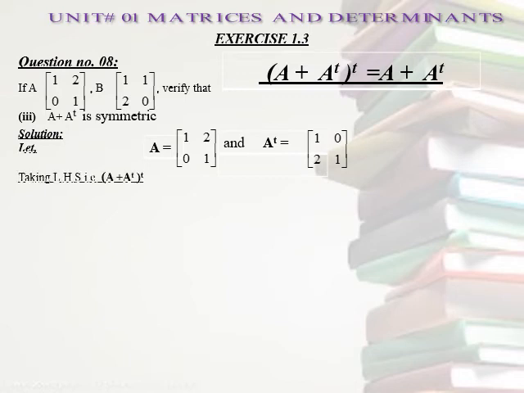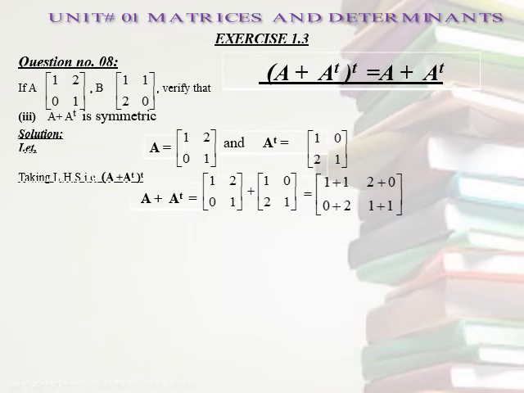Now I am taking the left hand side, that is transpose of (A plus A transpose). I'll solve brackets first. As A is written first, I'll write matrix A first, then plus sign and then the transpose of matrix A. Now I'll add the entries of the first matrix to the corresponding entries of the second matrix, and after addition I have got this matrix. Now the transpose of A plus A transpose is here.